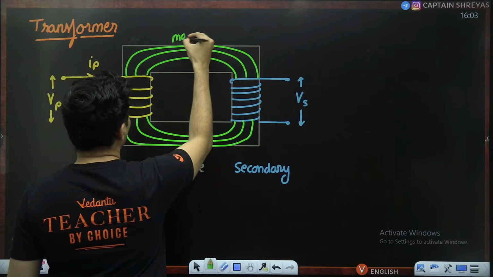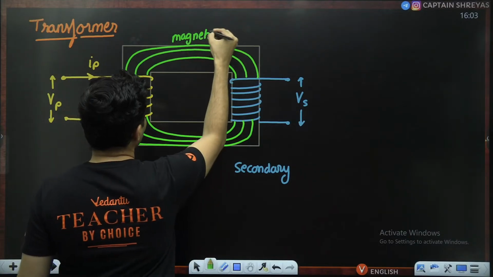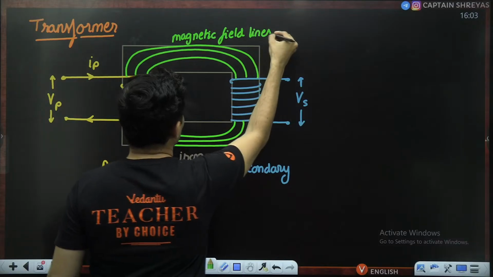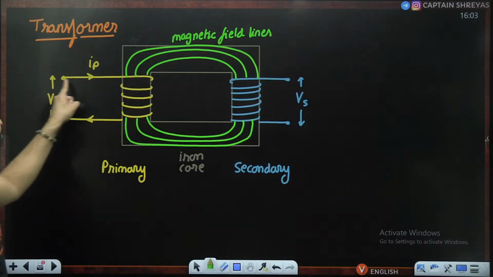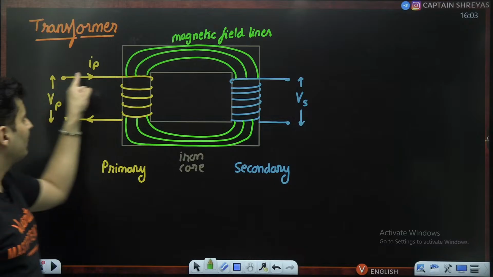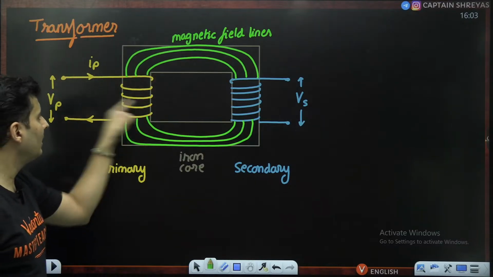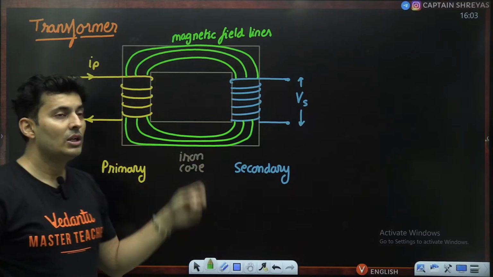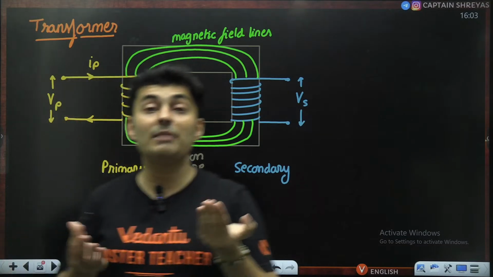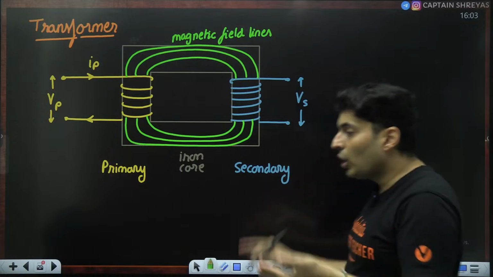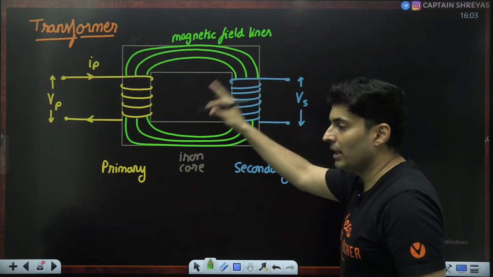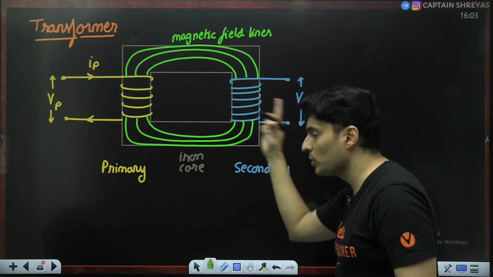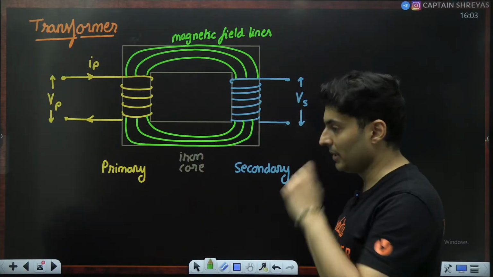These are the magnetic field lines. Because it's alternating current, once the current will go like this, then the current will go like this. So the magnetic field lines will go like this, then like that. So the magnetic field lines keep changing. Because of that, EMI, the electromagnetic induction phenomenon, happens and electricity gets induced in the secondary coil.